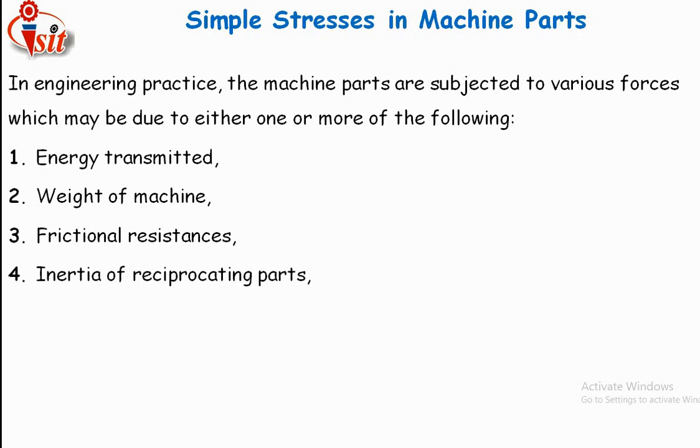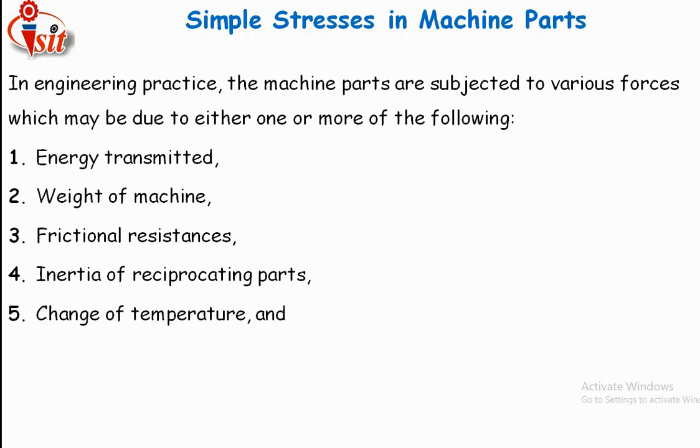The next part is the inertia of reciprocating parts. As we know, inertia is the tendency of an element or particle related to its motion, as in moment of inertia. Inertia is the basic motion which is imparted to the reciprocating parts. When those parts move or reciprocate with respect to each other, there is a possibility of the induction of stresses in the machine part.